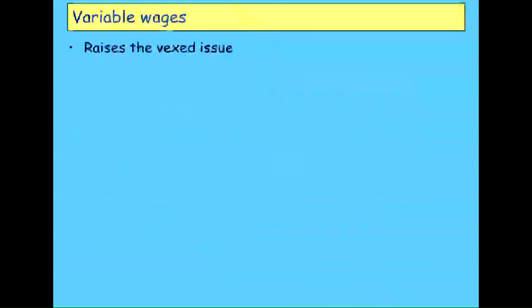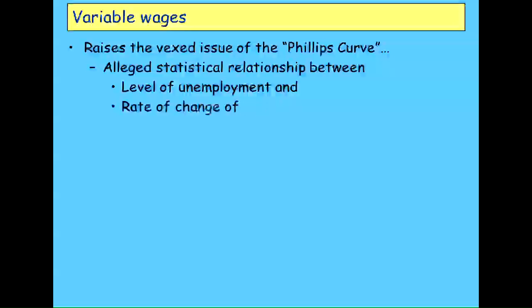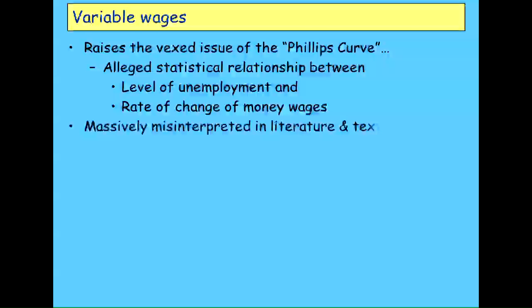And of course, if we're going to bring in variable wages, then I get stuck with a wonderful issue called the Phillips Curve. You guys would all have had at some point in your macro lectures in the past, and it's supposedly a relationship found statistically between the level of unemployment and the rate of change of money wages. It's not the price level, by the way, in the initial formulation. Now, like most things in economics, it's been completely misinterpreted by the literature and by the textbooks.